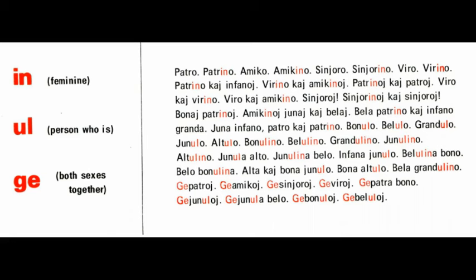Gepatroi. Parents. Geamicoi. Friends of both sexes. Gesignoroi. Ladies and gentlemen. Geviroi. Men and women. Gepatra bono. Parental goodness. Geiunuloi. Young people. Geiunula belo. Young people's beauty. Gebonuloi. Good people of both sexes. Gebeluloi. Beautiful people of both sexes.